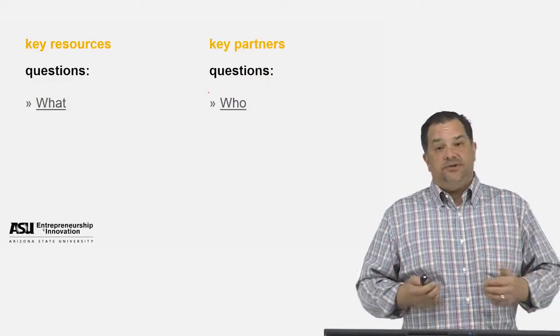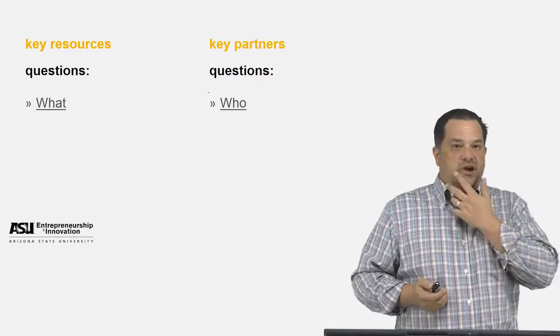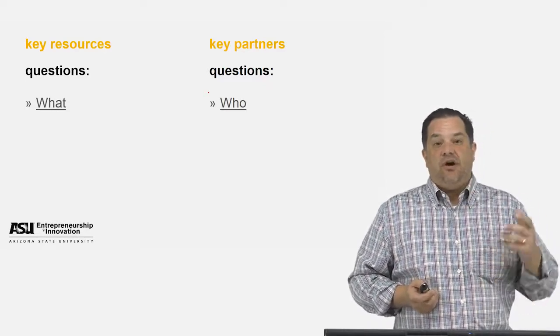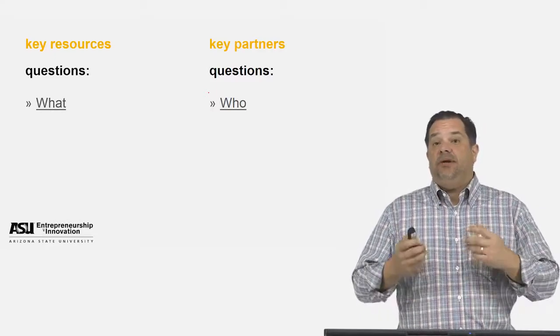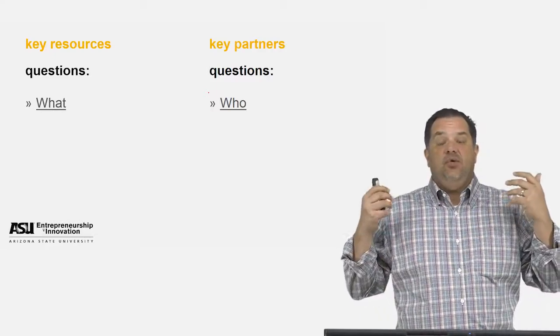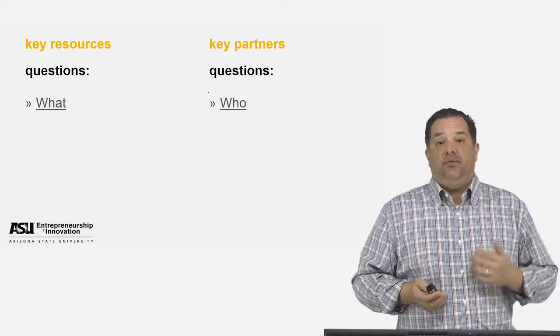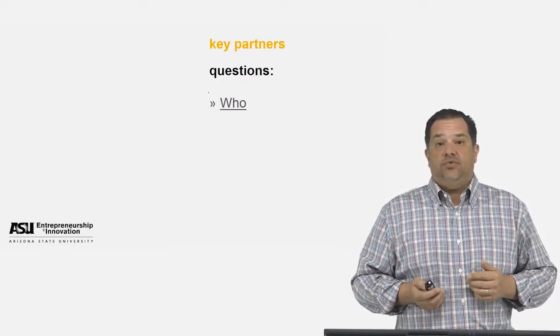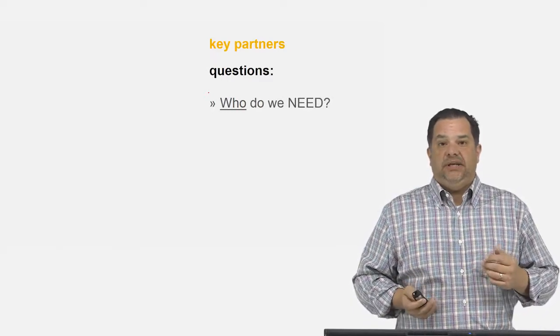The key partners are more of the who, whereas as we just saw, our key resources are the things that we need. The key partners are the people or the organizations outside of our own business that we need to be able to go. So we'll take those away and try to answer the question, who do we need?